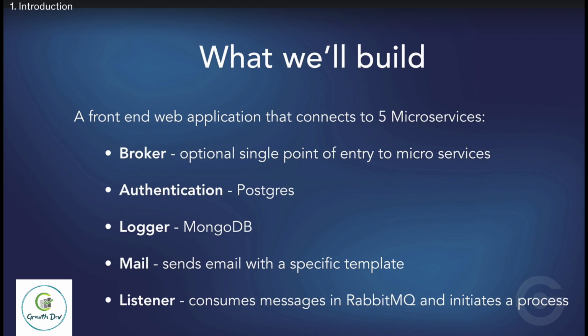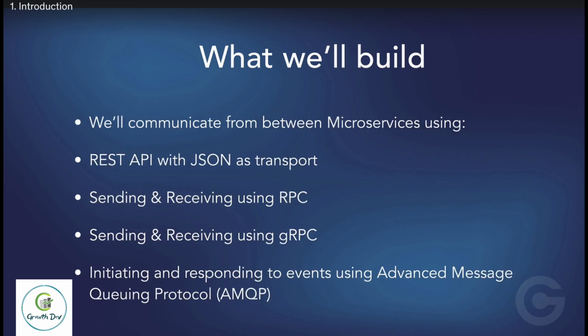receives. Okay? Now we'll communicate between microservices using the REST API with JSON, and that's what we'll start with. We'll also send and receive responses using RPC or remote procedure calls. And we'll also send and receive responses using gRPC, Google's remote procedure calls, which is kind of cool, but it does require some boilerplate code. We're going to do it anyway. And finally, we'll initiate and respond to events using the Advanced Message Queuing Protocol called AMQP. And we'll do that with RabbitMQ as the back end.